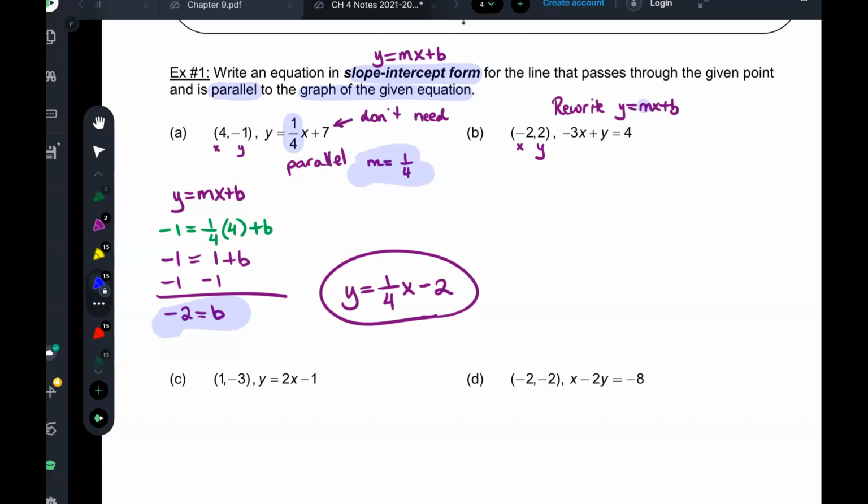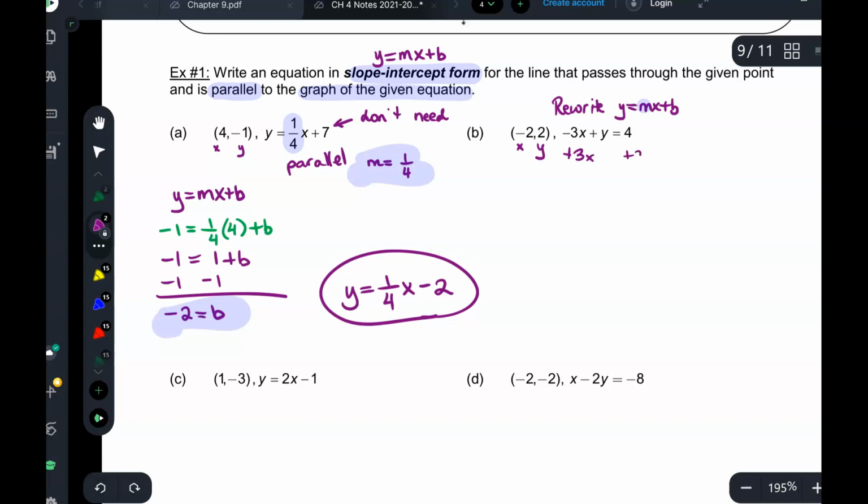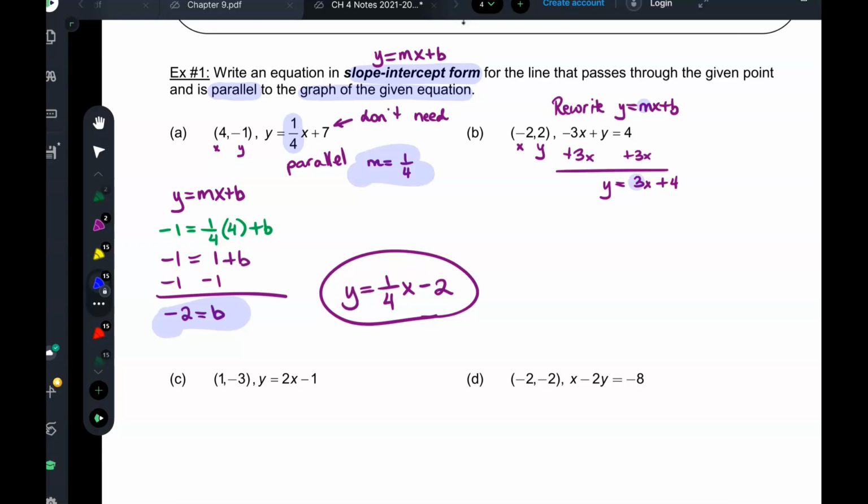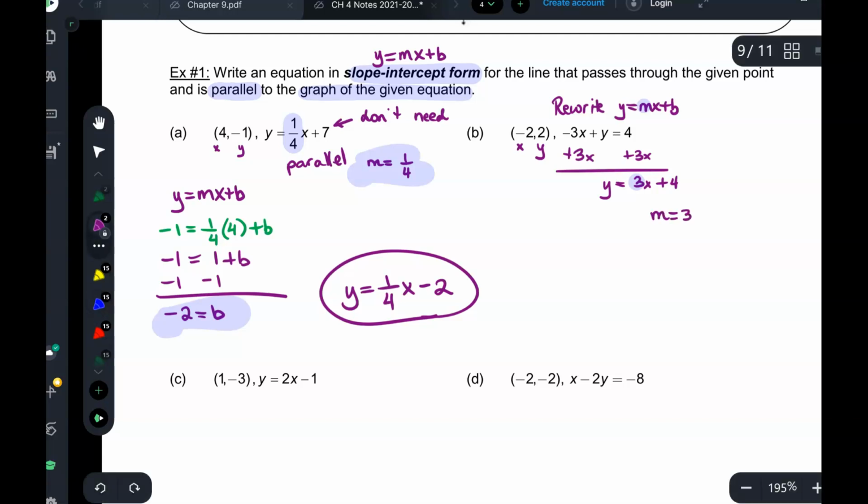Now, in this case, it's pretty easy to do, because remember when we rewrote it the other day, our process was to isolate y. So how do we isolate y? What do we need to get rid of? 3x. Good, so I'm going to add 3x to both sides. So y equals 3x plus 4. What do I need from this equation? I need the coefficient of x. So that is my slope. My slope is going to be 3.